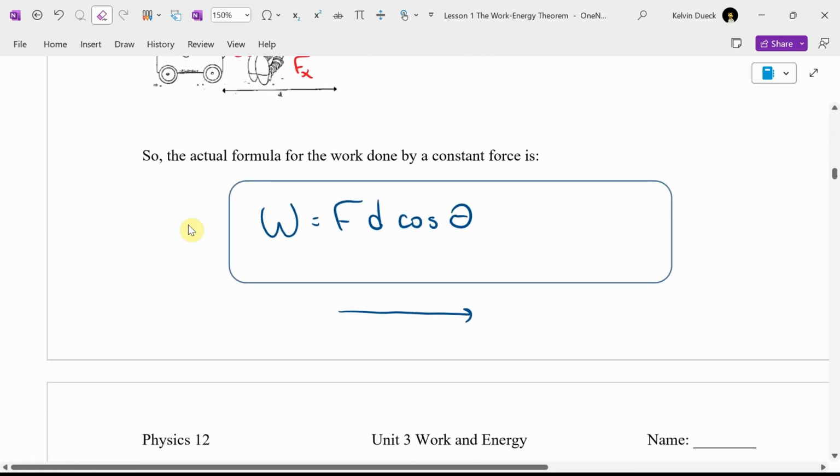So one definition of work: force times distance. You can add the cos if you want to. There's actually going to be 3 definitions of work. 2 of them are on your formula sheet. One you're going to have to memorize. This is the one you're going to have to memorize.